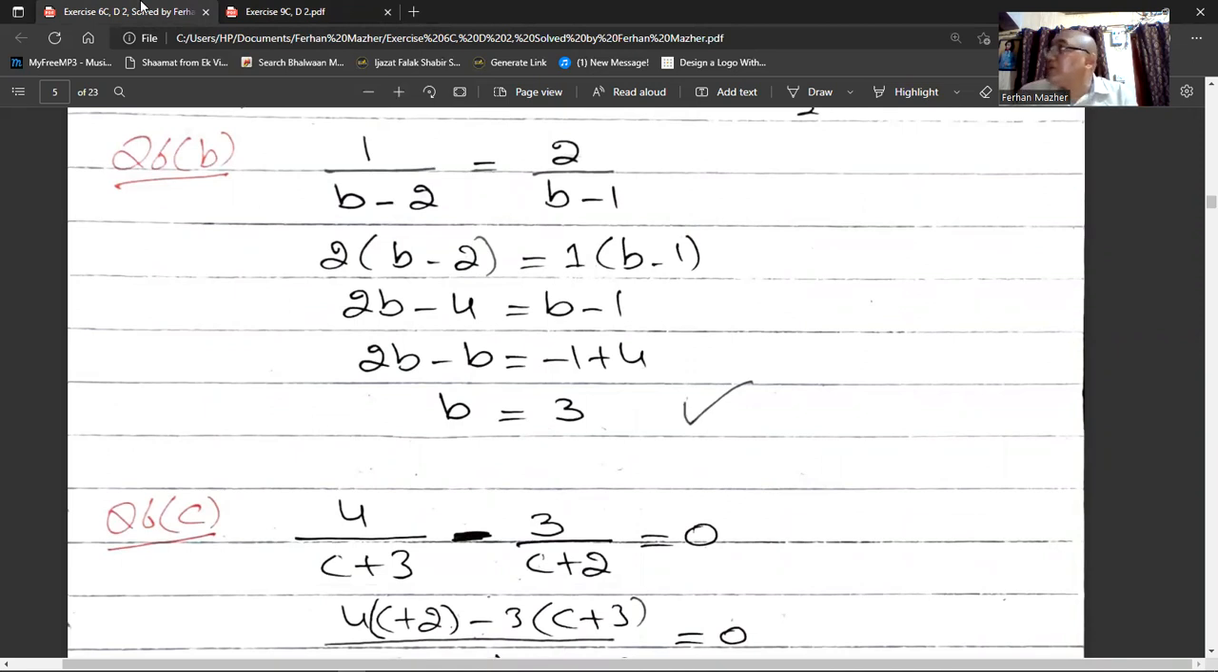So we will cross multiply, and you will have 2 bracket b minus 2 bracket close equals to 1 bracket b minus 1. So you will have 2b minus 4 equals to b minus 1. 2b minus b is equal to minus 1 plus 4. So b will be equal to 3. So this is how you will do question number 6, B part.